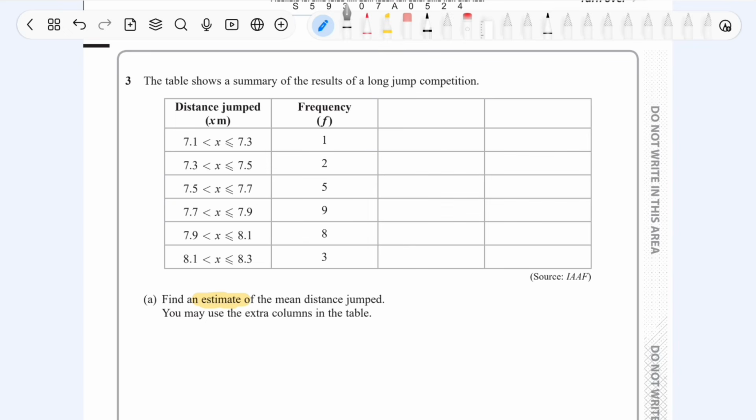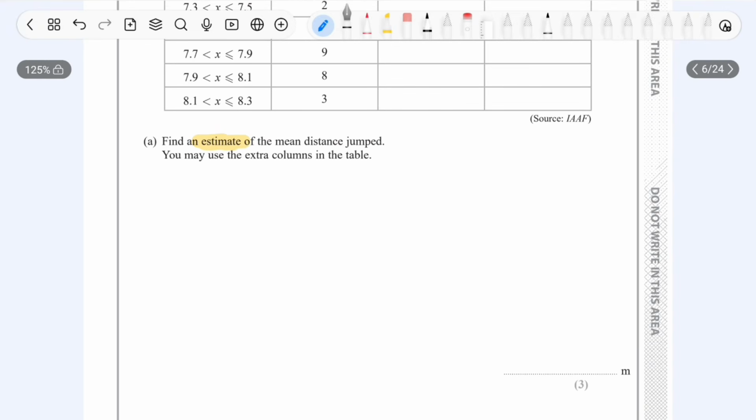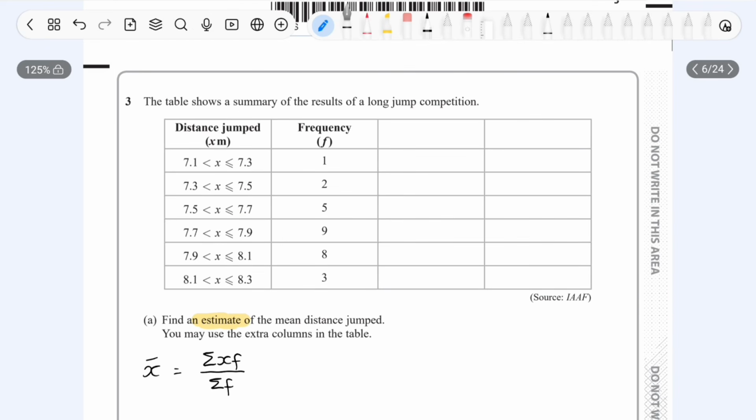Now you should probably be familiar with this formula. You don't have to be, and I'm just going to write it for the sake of it because I think it's a useful thing to know, is that the mean, which is x bar, is equal to the sum of the midpoint multiplied by each frequency over the sum of the frequencies, and this is just sigma, which is equal to the sum. So they've given us 2 extra columns. How nice of them. So we'll just use them, and it's up to you what you want to use them for, but to me it makes sense to find the midpoint.